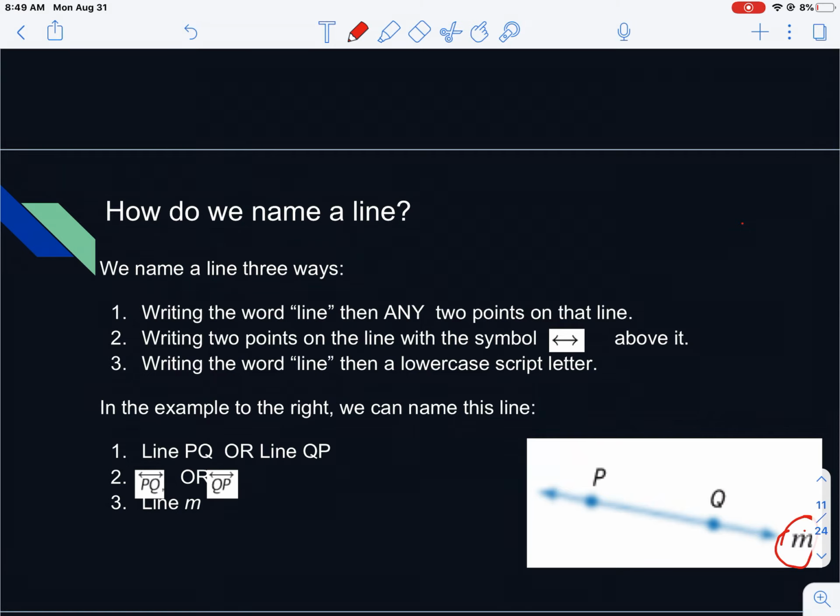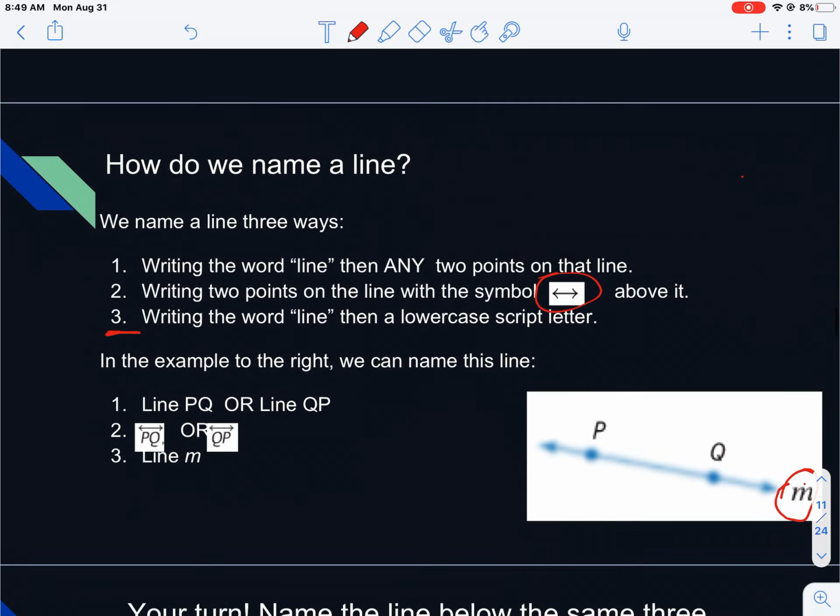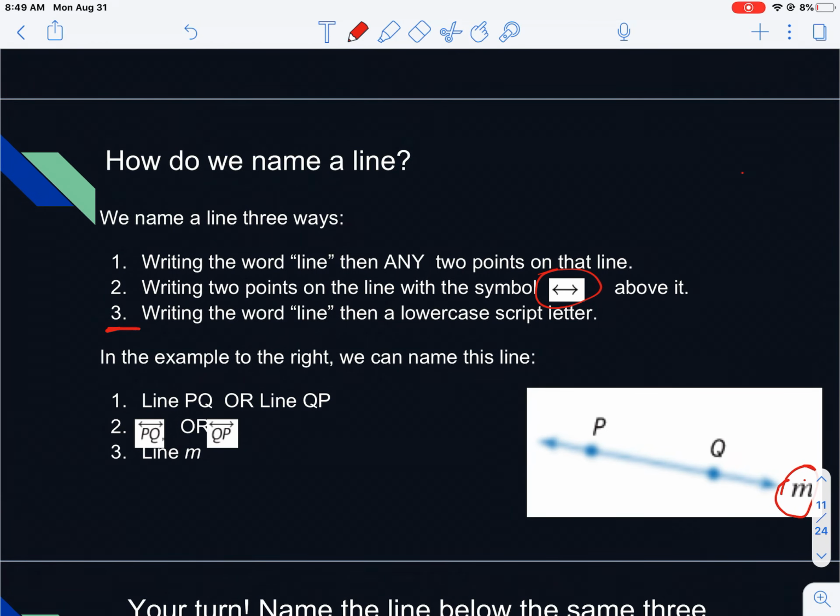Any 2 points, right? It doesn't have to be whatever. You can pick any 2 points. Then you can take 2 points on the line, PQ, QP, right? And you can write the little symbol here over it. Or you can write the word line and then the lowercase script letter. Sometimes number 3 doesn't exist, okay? So you don't have to do it. But a lot of times they put a cursive letter, or script, I should say, next to it.